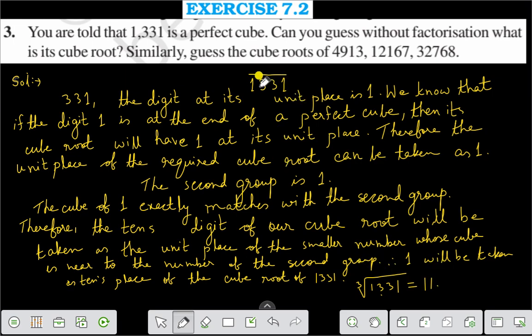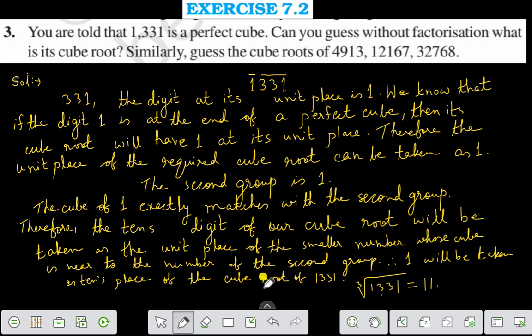First I've already divided it into two groups, that is 331 and 1. You see, in 331, the digit at its unit place is 1. We know that if the digit 1 is at the end of a perfect cube, then its cube root will have 1 at its unit place. Therefore, the unit place of the required cube root can be taken as 1. The second group is 1. The cube of 1 exactly matches with the second group. Therefore, the tens digit of our cube root will be taken as the unit place of the smaller number whose cube is nearer to the number of the second group. The 1 will be taken as the tens place of the cube root of 1331. Therefore, 11, that is the answer.